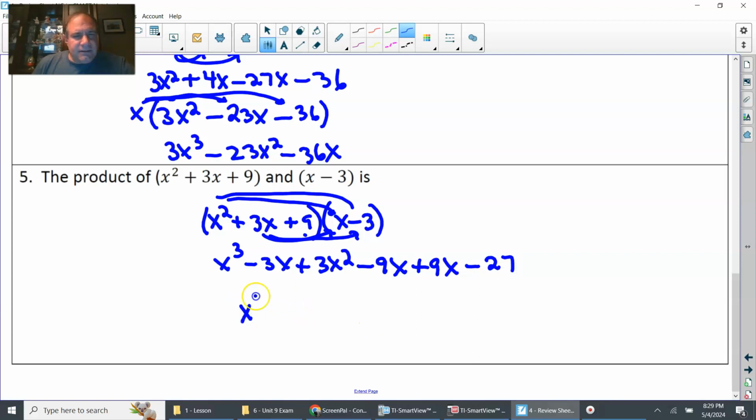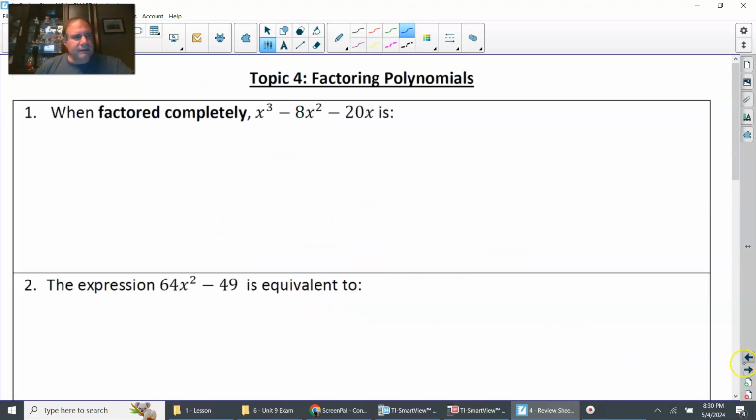So then we have x to the third, then the negative 3x squared and positive 3x squared cancel each other out, and then the negative 9x and the positive 9x cancel each other out. Everything cancels each other out except for the minus 27, and we have that at the end like this. Perfect.